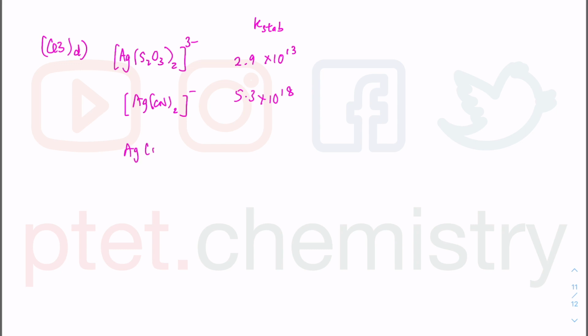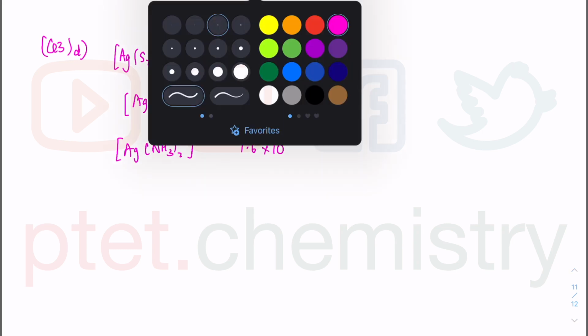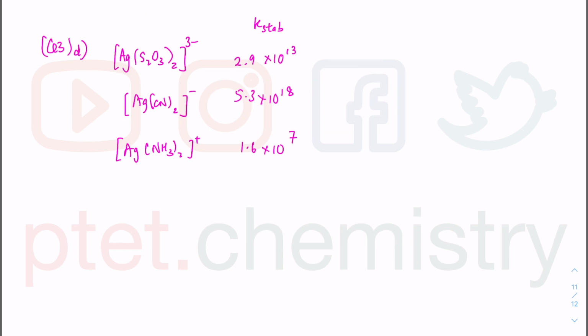And next, last but not least, I have the silver diamine complex. Deduce the relative concentration present in the resulting mixture. Hopefully not looking at the value in front, but rather looking at the powers of 10. This is 10 to the 7th, the smallest. This is the biggest, 10 to the power of 18. The bigger the K step, the more stable is the complex. The more stable is the complex, the more of these you will have in equilibrium.